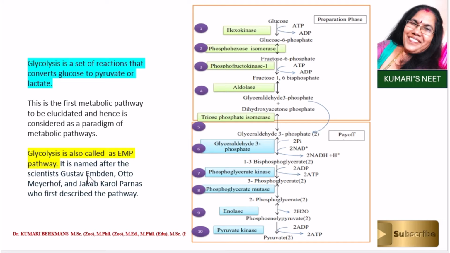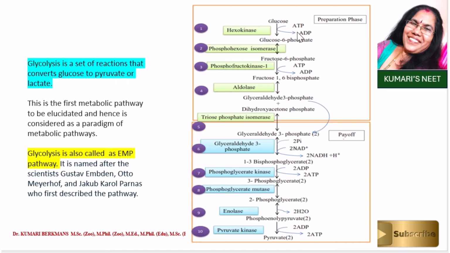Why it is called as EMP pathway? In the sense, it is named after the scientist Gustav Embden, Otto Meyerhof, and Jacob Karol Parnas. So the first letter is taken into consideration and it forms as EMP pathway. EMP pathway means the scientist who discovered this one. The name is given after the scientist, whose name is Gustav Embden, Otto Meyerhof, and Jacob Karol Parnas. Okay, let us see what is glycolysis, how this is happening.